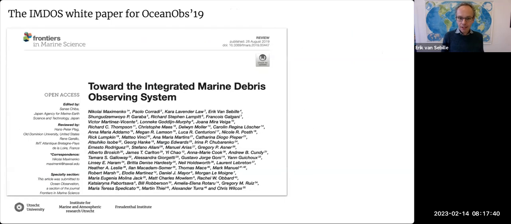And that then links up with a big process and project led by Nikolai Maximenko on the Integrated Marine Debris Observing System, IMDOS. And this is a goal. It was a white paper for OceanObs 2019 to really come up with a global effort on measuring marine debris, and in particular marine plastic, and trying to understand why it is where we find that it is. Or maybe even more exciting, to try and play the blame game, to try and find whose plastic ends up where.